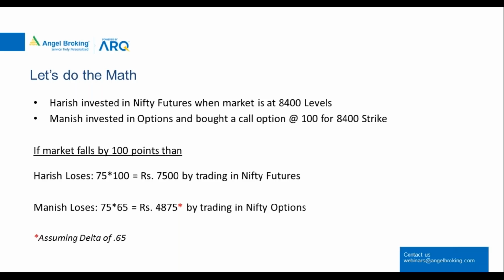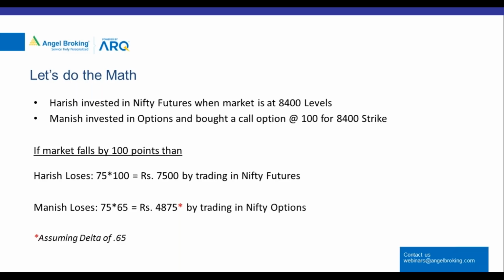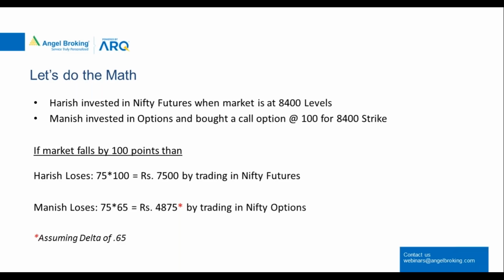Here you need to understand that there is something called delta, which you can see is mentioned as star, assuming delta is 0.65. What it effectively means is that for every 1 point move in the Nifty, the option premium moves by 0.65. That's the reason we have multiplied 75 into 0.65 into 100, so you get 4,875. So whenever you are buying options, you should look to see what the delta of the option is. That's one.